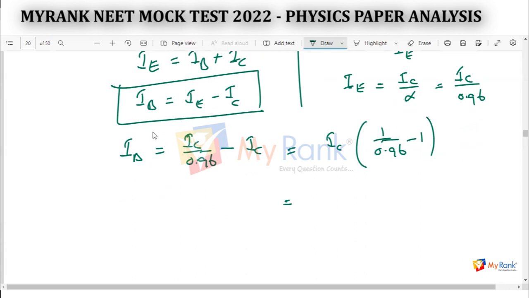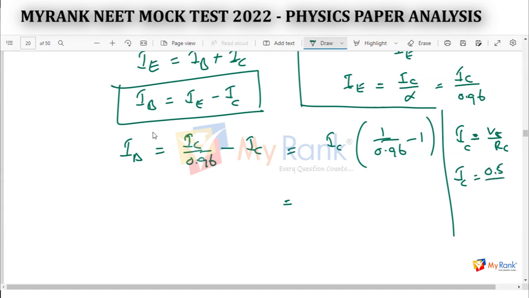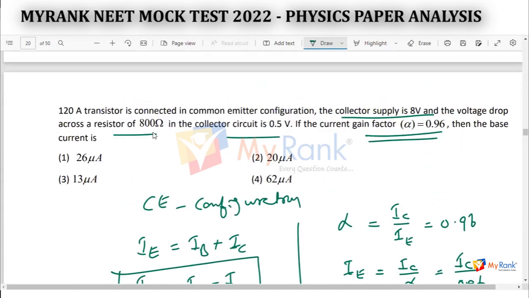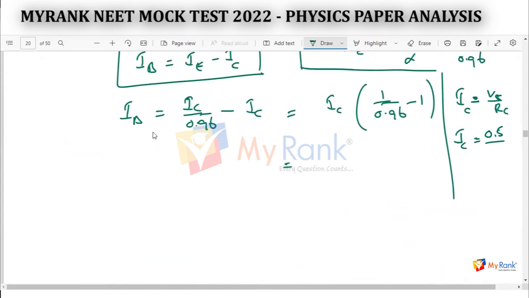Right? What is IC? How to get IC? Here IC is nothing but V by R, about the collector region. So VC by RC, students. So therefore IC, what is VC? Collector voltage 0.5 volts, and this is given as 800 ohms resistance there only. So RC is 800, so this means 5 by 8.